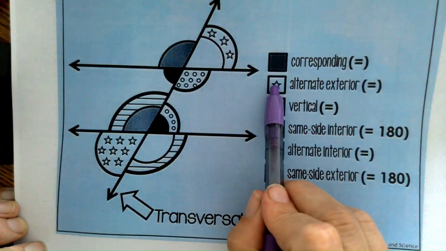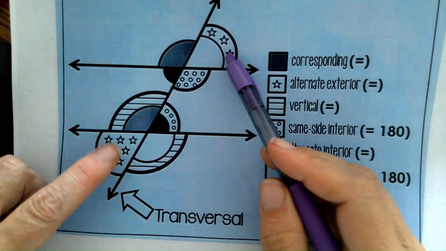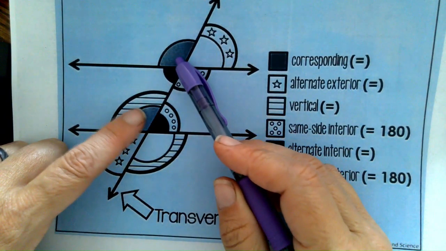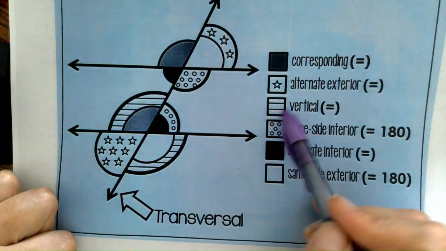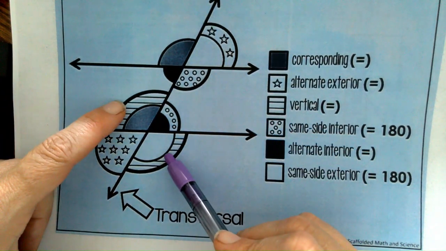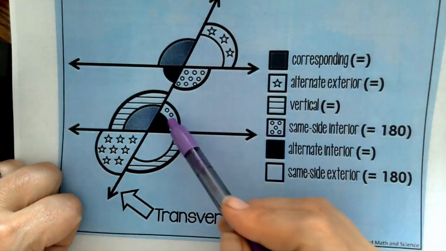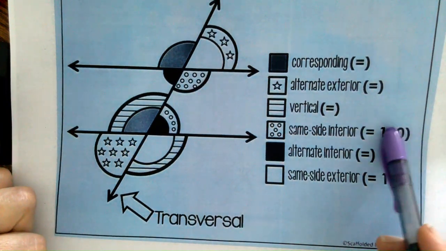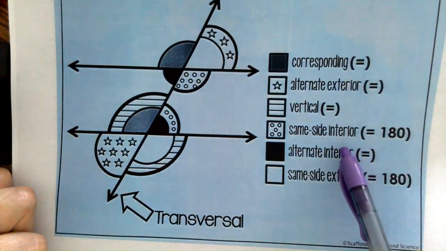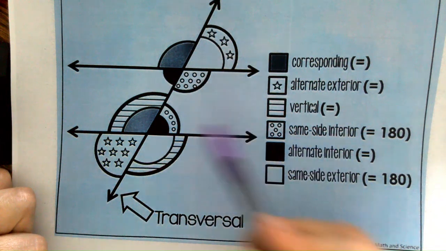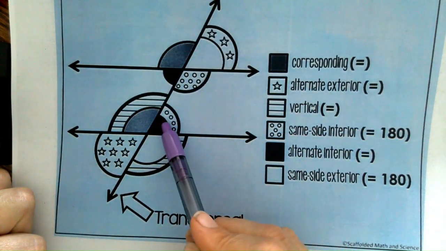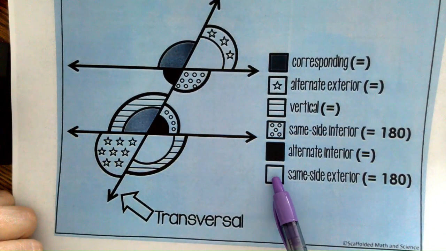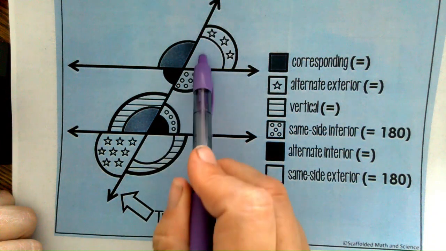The ones with stars are alternate exterior, so we can see alternate exterior. Okay, we can also see the shading for corresponding. Okay, if it has slashes, it's an example of vertical. If it has dots, it's same side interior. And here we notice that that says it's adding up to 180. Okay, alternate interior, that's the other shaded. That would be these. Those are congruent. Same side exterior, that would be the blank. That would be this one here and this one here.